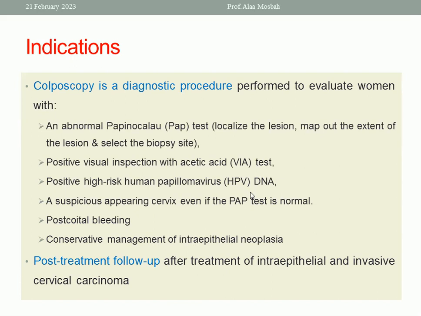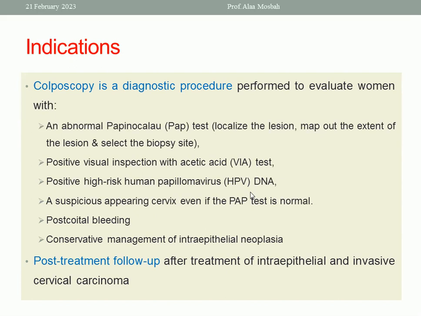Also in women with positive high risk human papilloma virus DNA. Also in women with a suspicious appearing cervix, even if the pap test is normal. So if you have a suspicious cervix, you should do colposcopy, even if you did a Papanicolaou stain test for cervical cytology and it was normal. You should also do colposcopy, because this is a suspicious cervix.